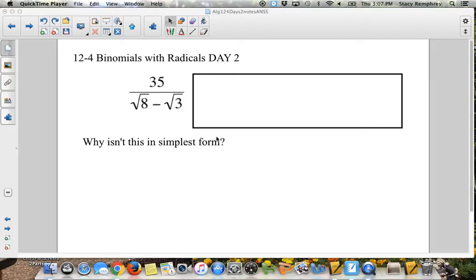Okay, this is 12-4 day 2. It's a lot of the same ideas of 12-4. We're just looking at something different. So we spent a lot of time in class discussing this expression.